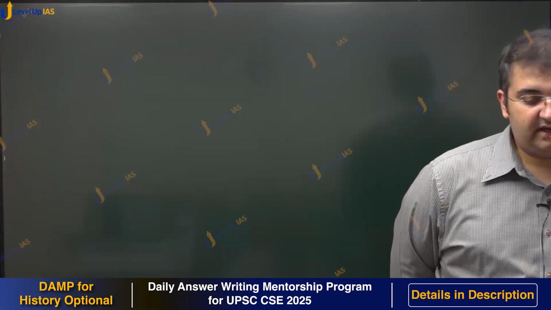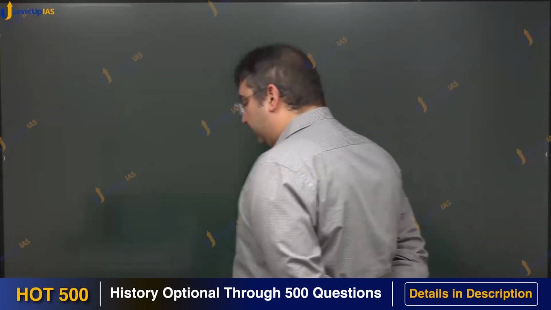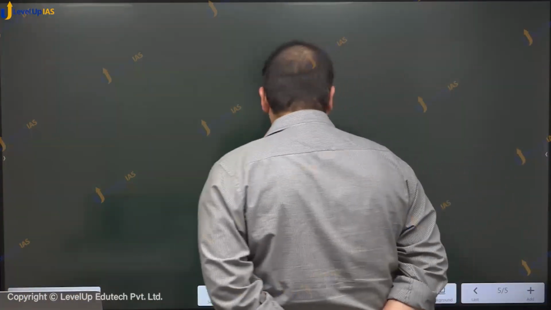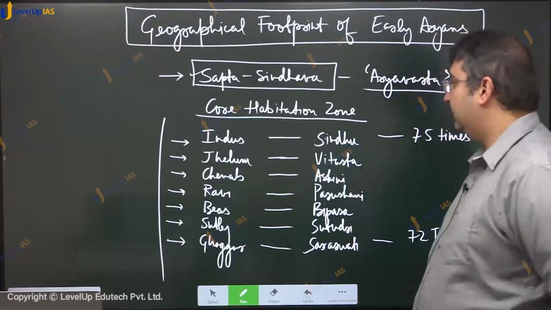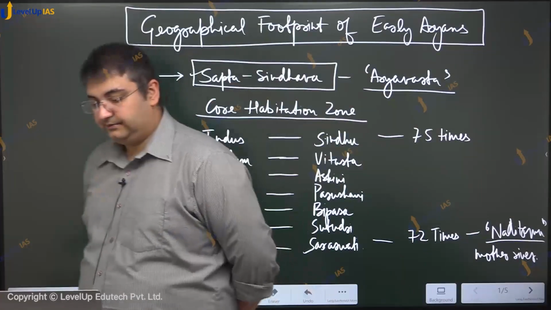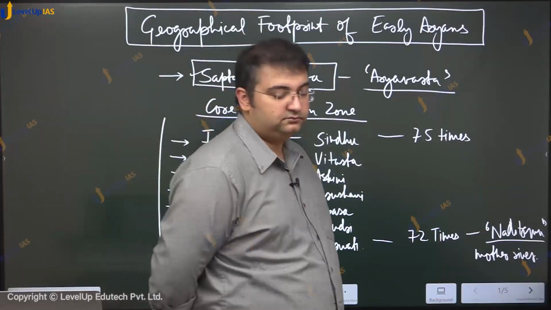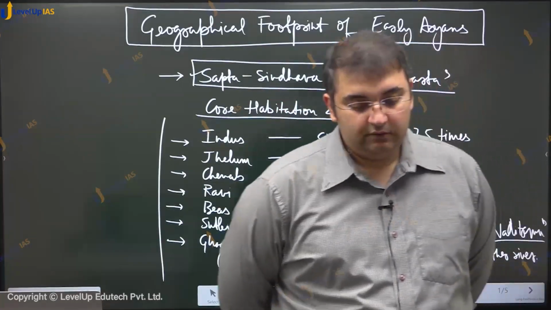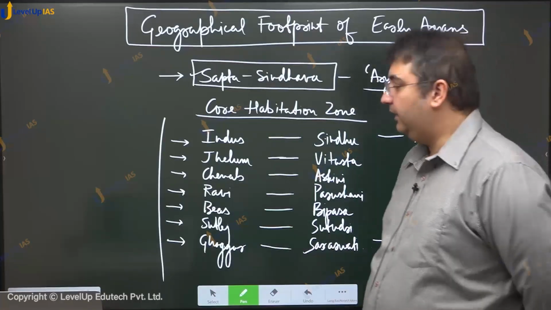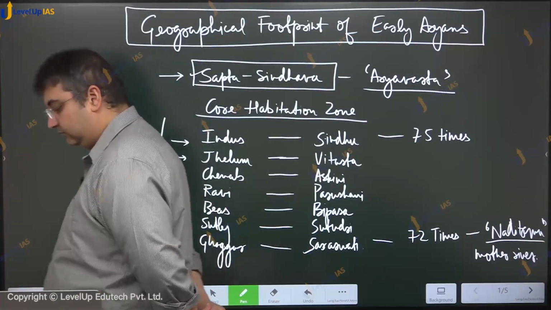Next point. This is corroborated by both literary and archaeological references. Full stop. Next point. The Rig Veda refers to the region of Sapt Sindhav as Aryavarta. Full stop. It was the land drained by the following rivers.